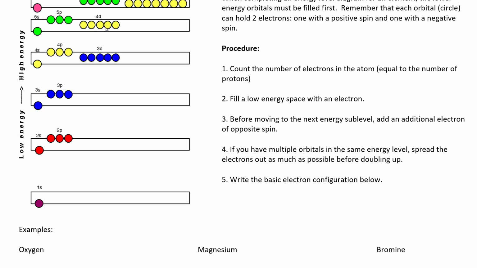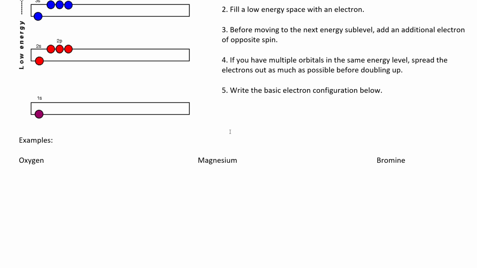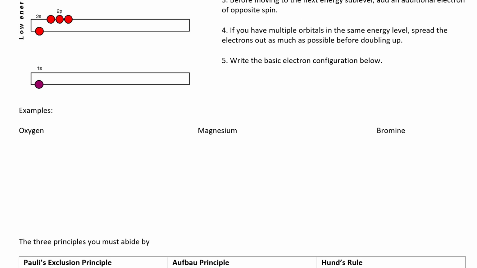back to 4d, 5p, 5s, 4f, 5d, and 6p. So it does get a bit complex because of the energies of the sub-levels versus the main principal quantum numbers. All right? Okay, so let's do an example first. We'll start with oxygen.